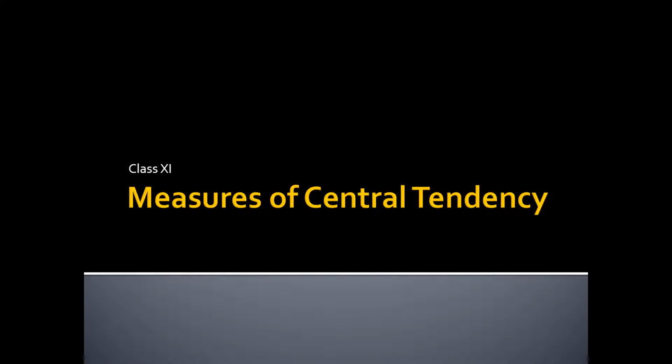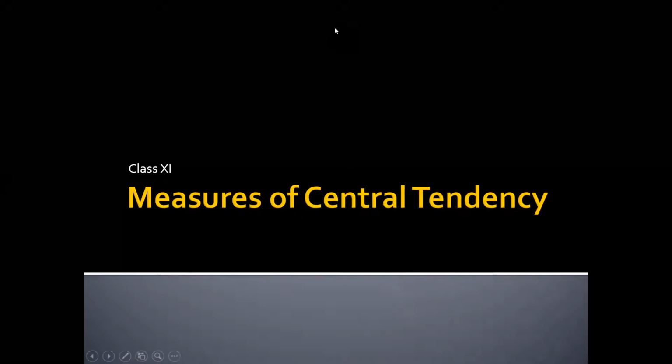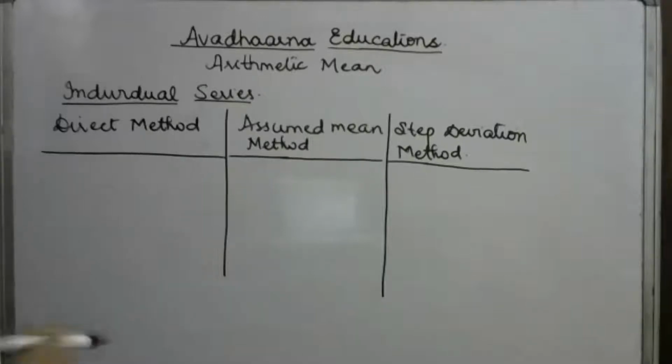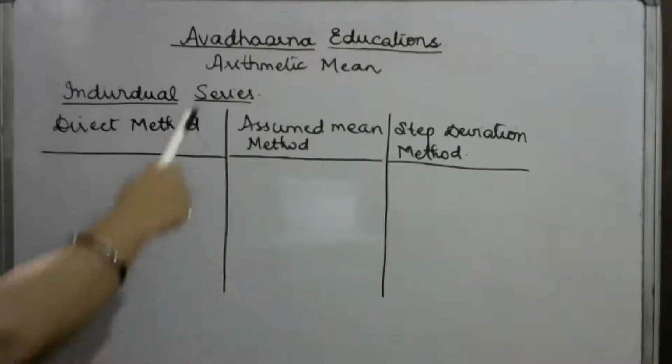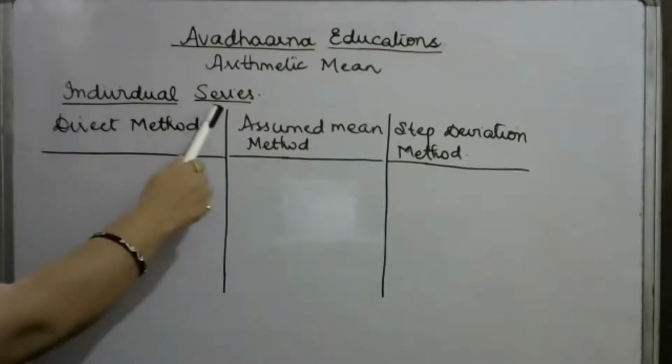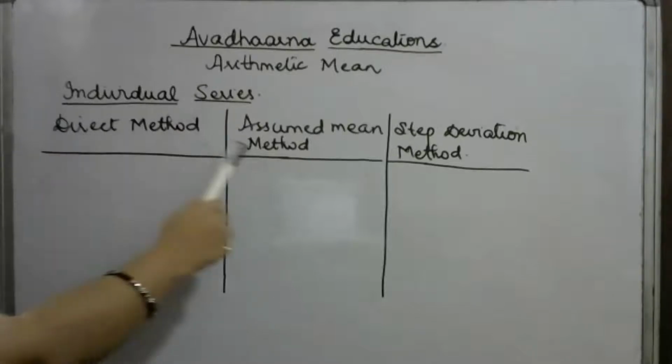In the last class, we have learned how to calculate arithmetic mean of an individual series by three methods. First is your direct method, second, assumed mean or shortcut method, and third was your step deviation method. Now let's recapitulate the formula. How to calculate arithmetic mean in case of individual series by three different methods.